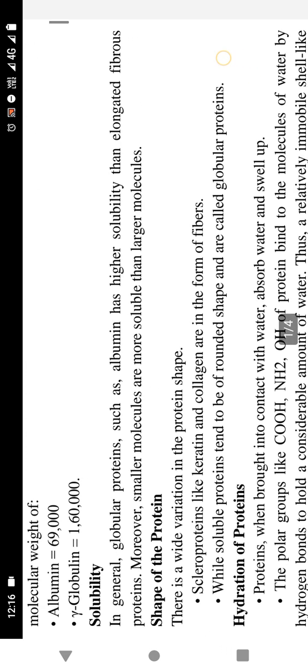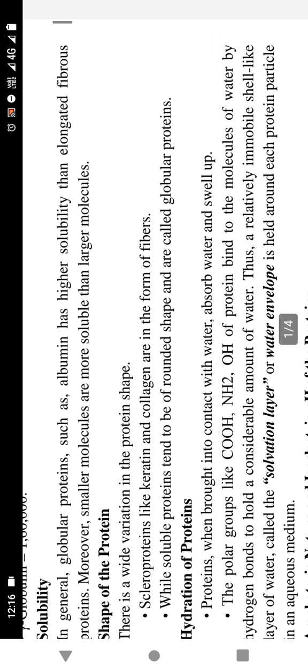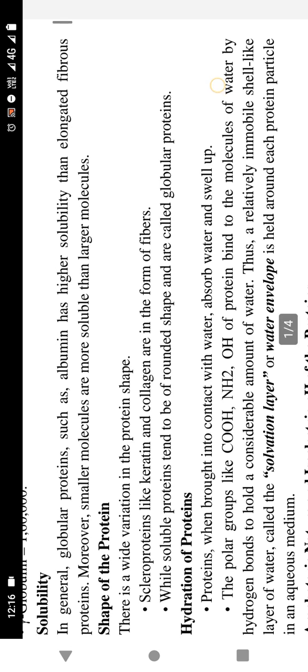Next, solubility. In general, globular proteins such as albumin have higher solubility than elongated fibrous proteins. Moreover, smaller molecules are more soluble than larger molecules. Shape of the protein, we consider the shape of proteins. Scleroproteins like keratin and collagen are in the form of fibers, while soluble proteins tend to be round in shape and are called globular proteins. Example, albumin, globulin.